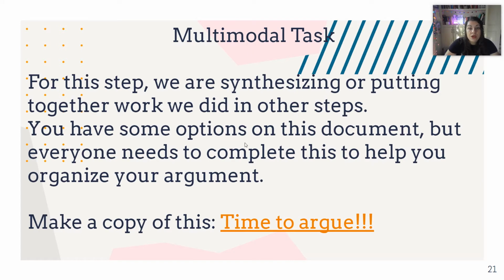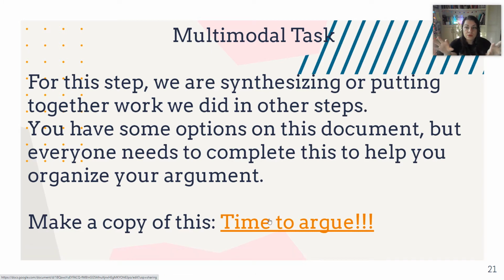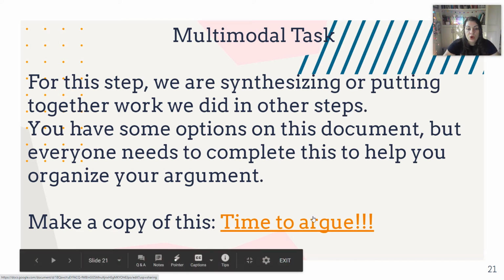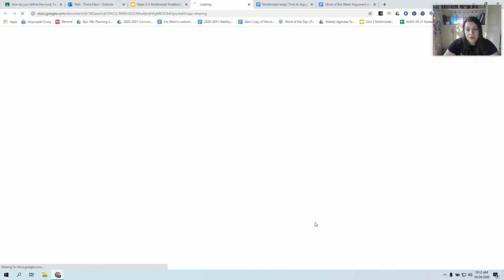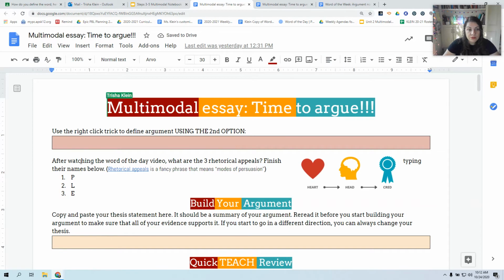For this step, we are synthesizing, or putting together, the work we did in the other steps. You have some options on this document that I have linked, but everyone's going to do this. So instead of having you choose which way to do the multimodal step, I'm giving everyone a multimodal activity. You will open this document that says time to argue, and you will make a copy, and you will get to work. The first thing it asks you to do is use the right click trick to define argument, and I have a note that you should use the second option.